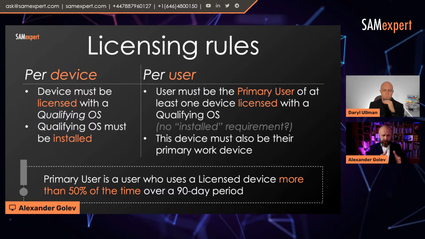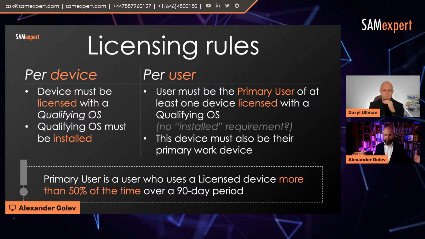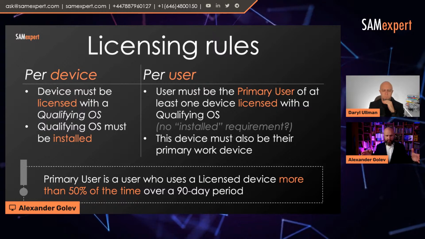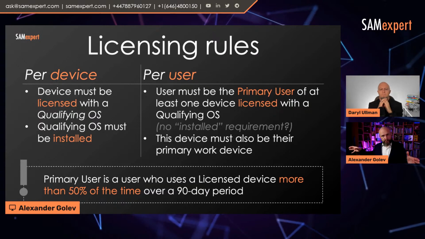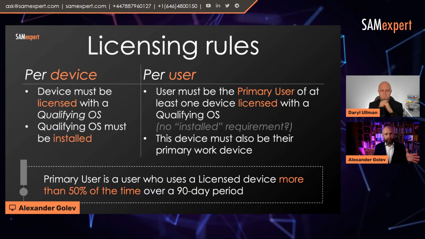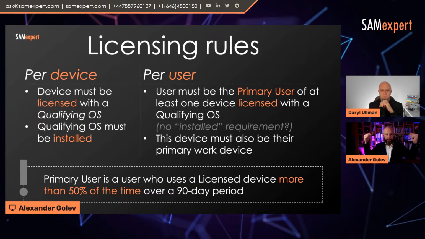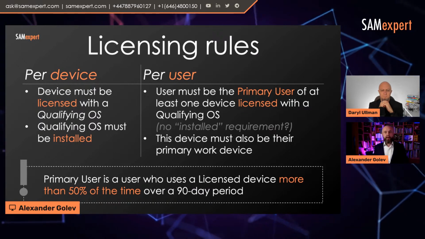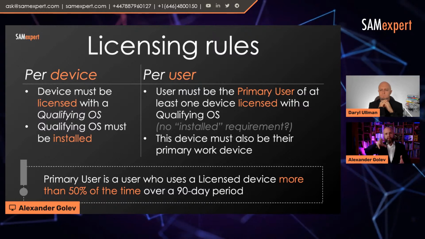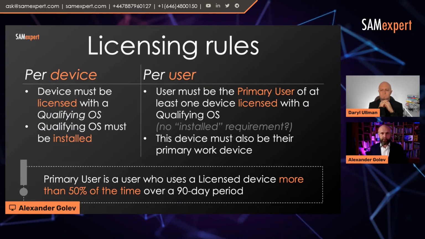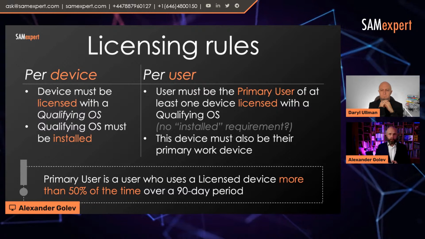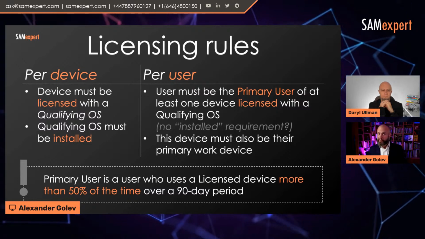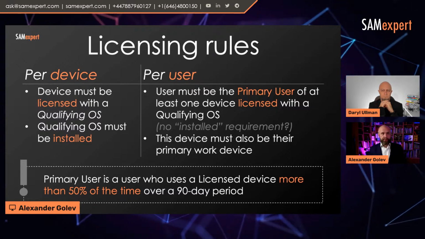So imagine if it's shared amongst multiple users. If somebody is the main primary user who uses that device compared to his co-workers more than half of the time, then they're the primary user of the device. And if that device has a qualifying operating system, then they may be stepped up to that. They may be assigned a per user license for Windows E3, E5. Hope it makes sense, because it's not that simple.